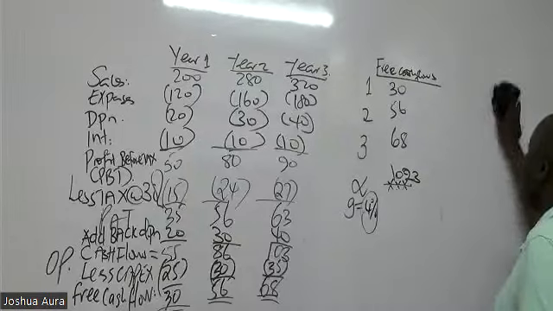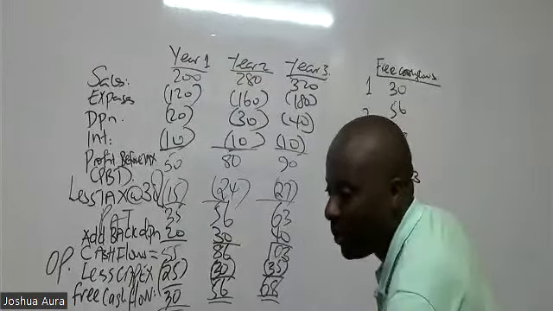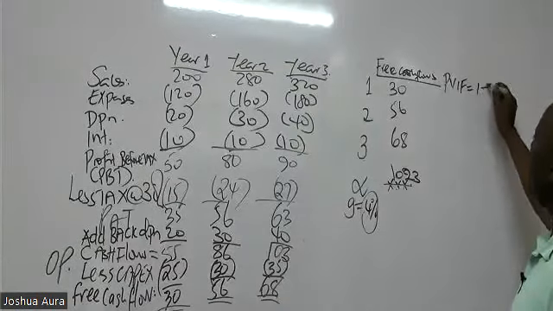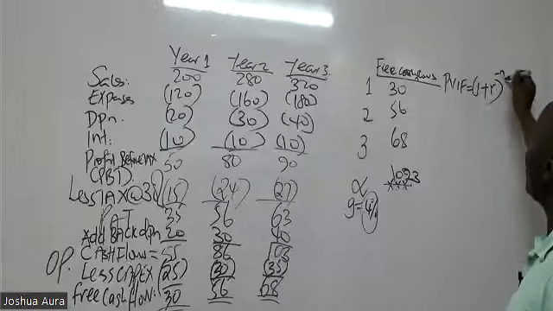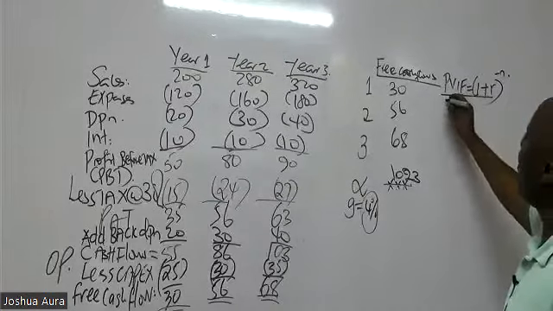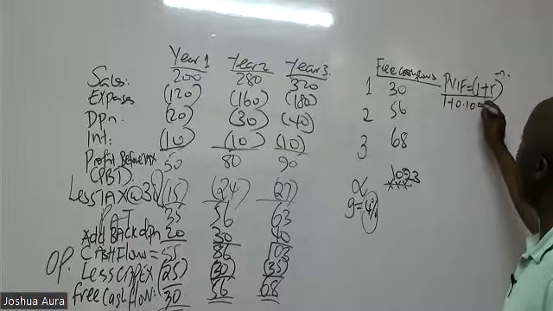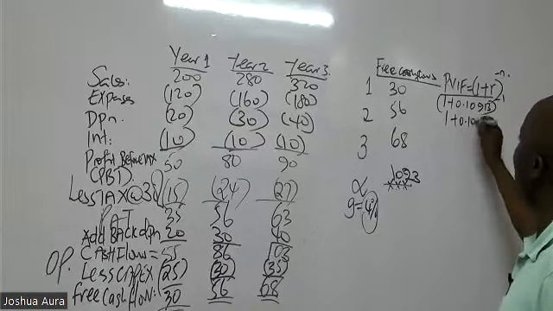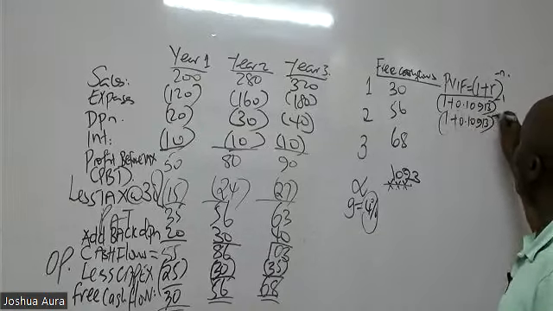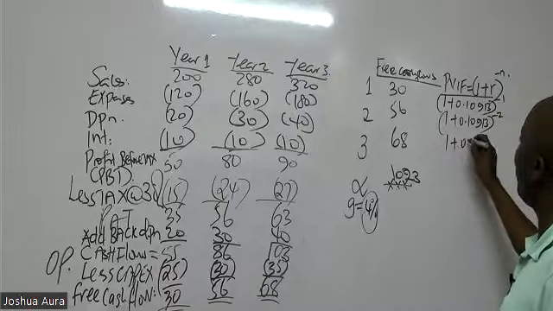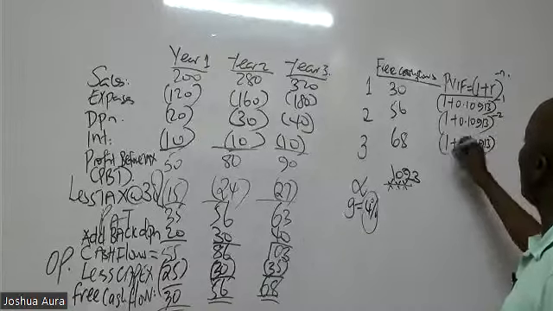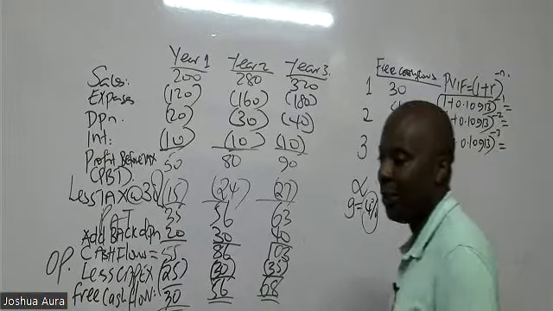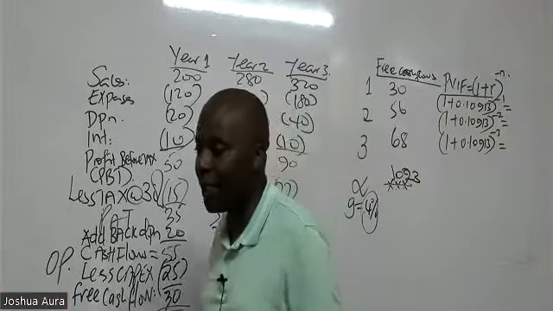Create a column up here for PVIF, the present value interest factor, which is (1 plus r) raised to negative n. So PVIF here will be (1 plus 0.10913) raised to minus 1, (1 plus 0.10913) raised to minus 2, (1 plus 0.10913) raised to minus 3. Could you kindly give us these answers in 4 decimal places?